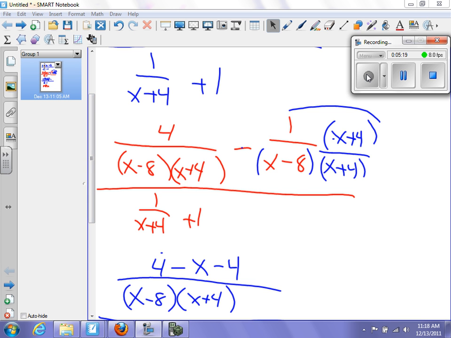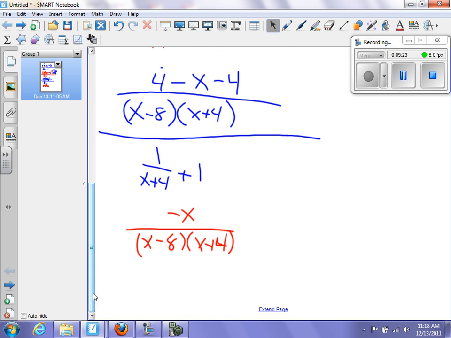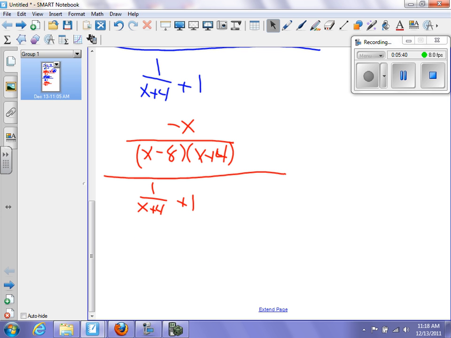All right, so let's go back. We're back down here. We have negative x over x minus 8, x plus 4. And again, that is still all over 1 over x plus 4 plus 1. Well, my numerator is pretty simplified.